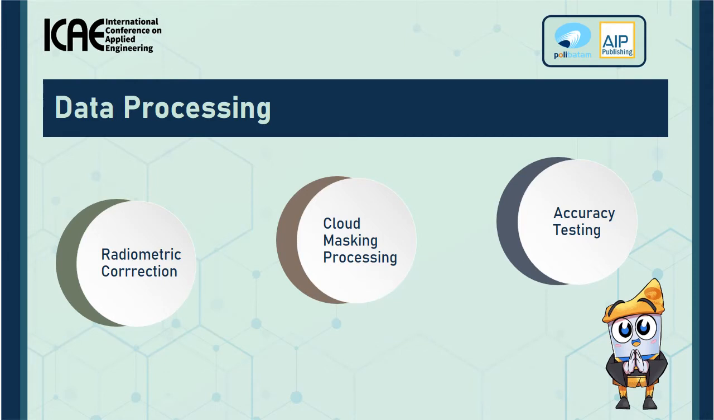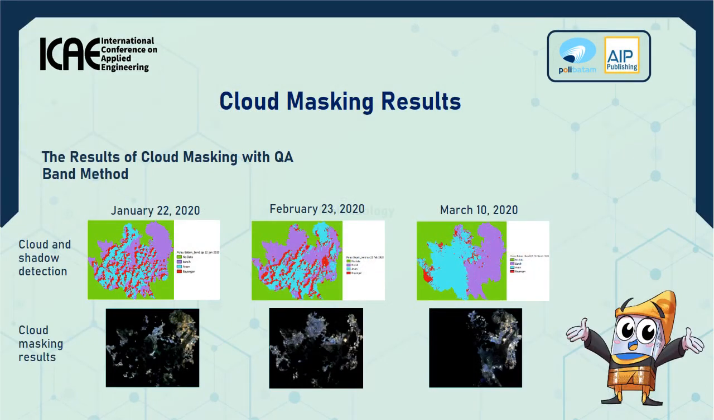Processing. First, radiometric correction. Next, cloud masking processing. The cloud masking process uses the three methods, namely QA band, FMASK, and MCM, and then accuracy testing. Cloud masking results. The results of cloud masking with QA band method. The picture above is cloud and shadow detection, and the picture below is cloud masking results of January 22, 2020, February 23, 2020, and March 10, 2020.